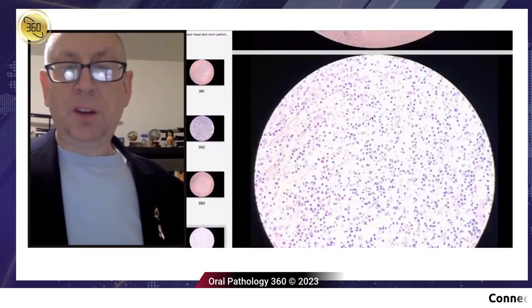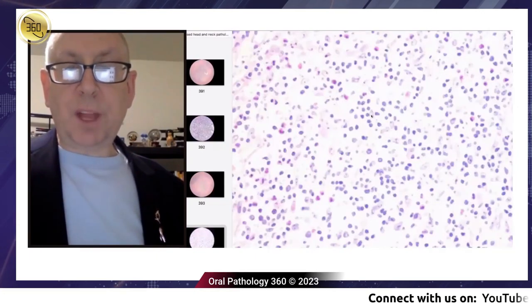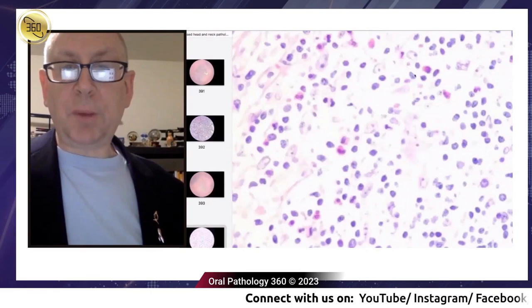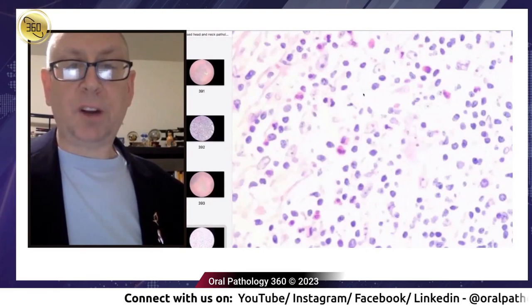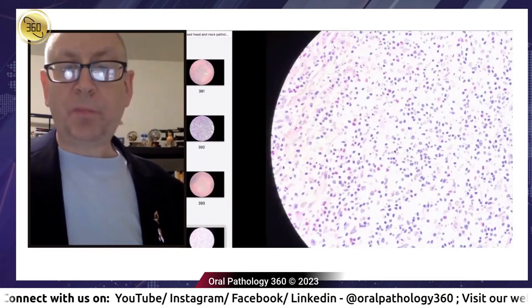I'm going to come here. Now, other areas, and I'm sorry this got kind of bled out, but it was very bright, very light. But again, I want to show you how many eosinophils there are here. So there's lots of them.